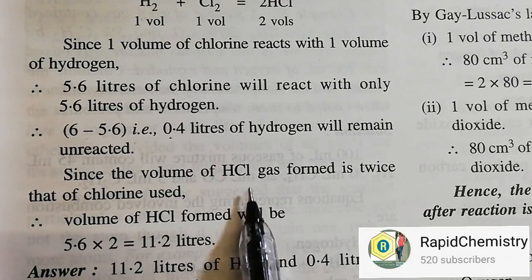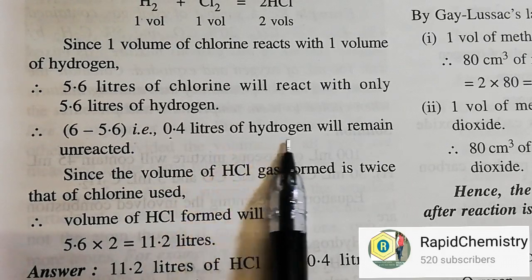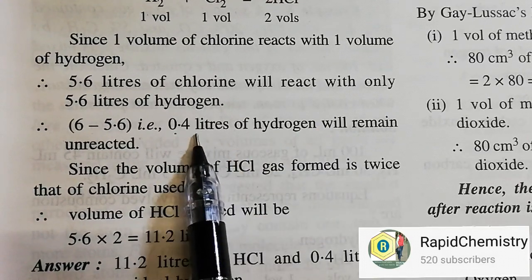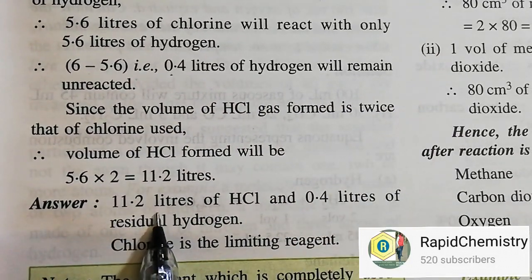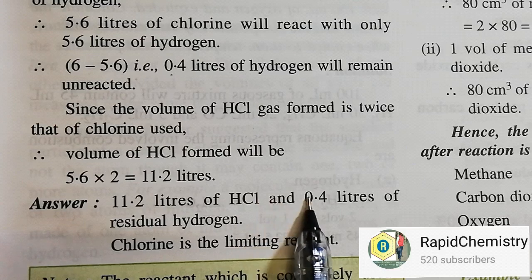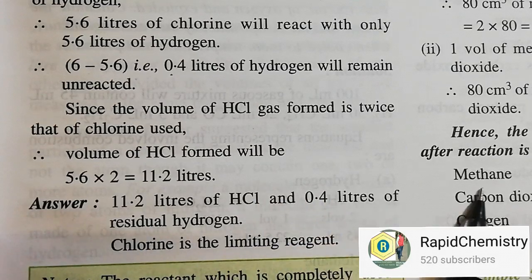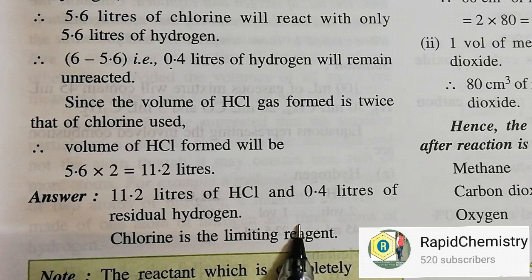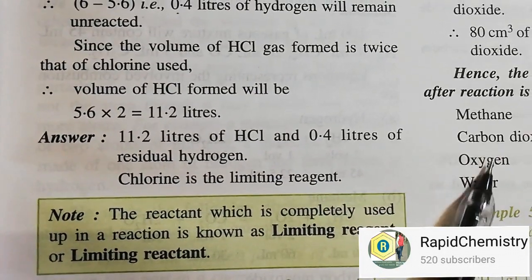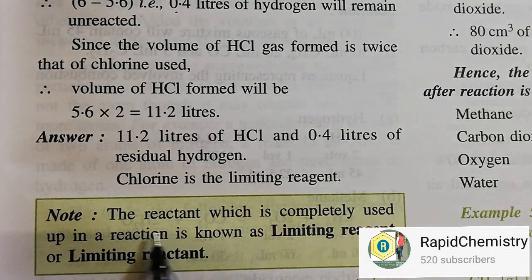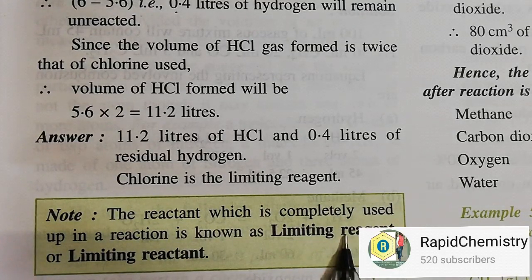In that process, the chlorine is completely used up, but hydrogen has a small extra amount, and that is 0.4 liter. So go through the answer: 11.2 liters of HCl and 0.4 liter of residual hydrogen, and chlorine is the limiting reagent here. So what is the limiting reagent? Limiting reagent means whenever two or more reactants are there, the reactant which is completely used up is the limiting reagent. So go through the note point as written: the reactant which is completely used up in a reaction is known as limiting reagent. Okay, got it.